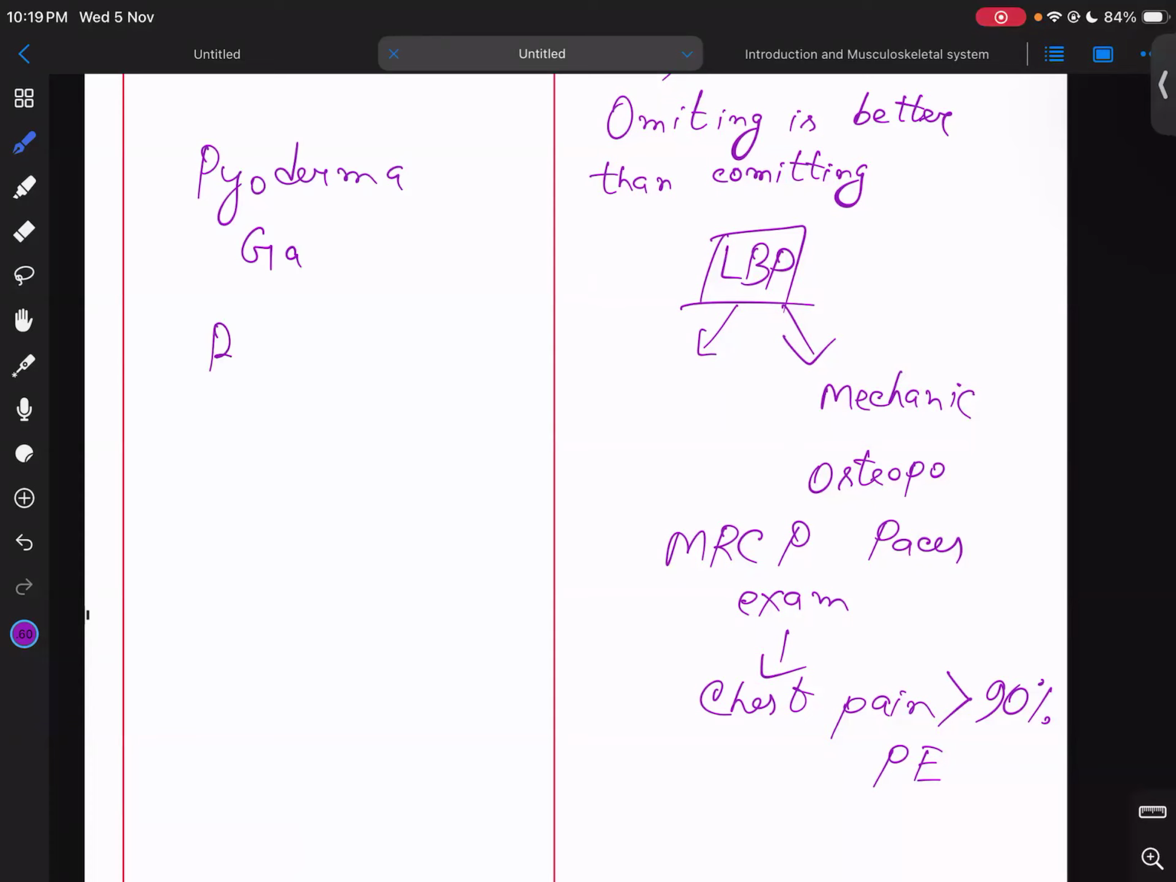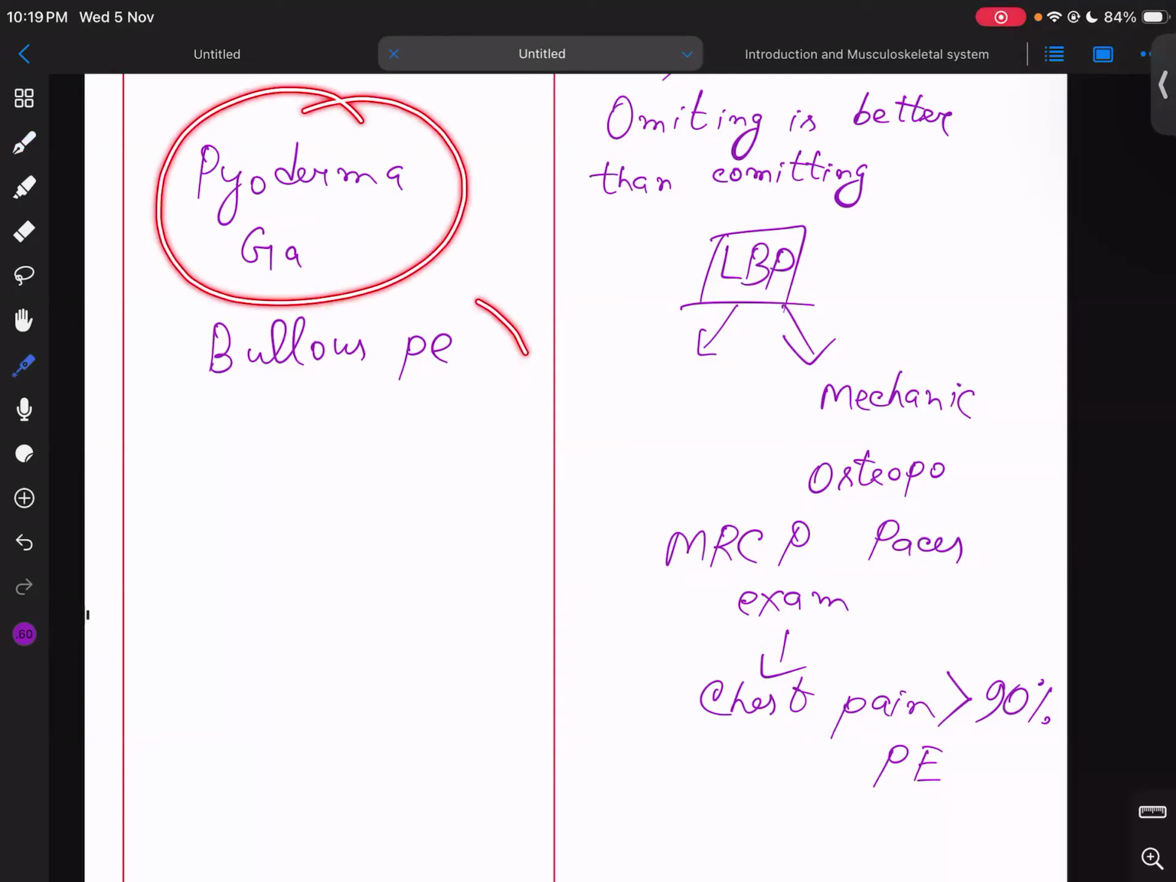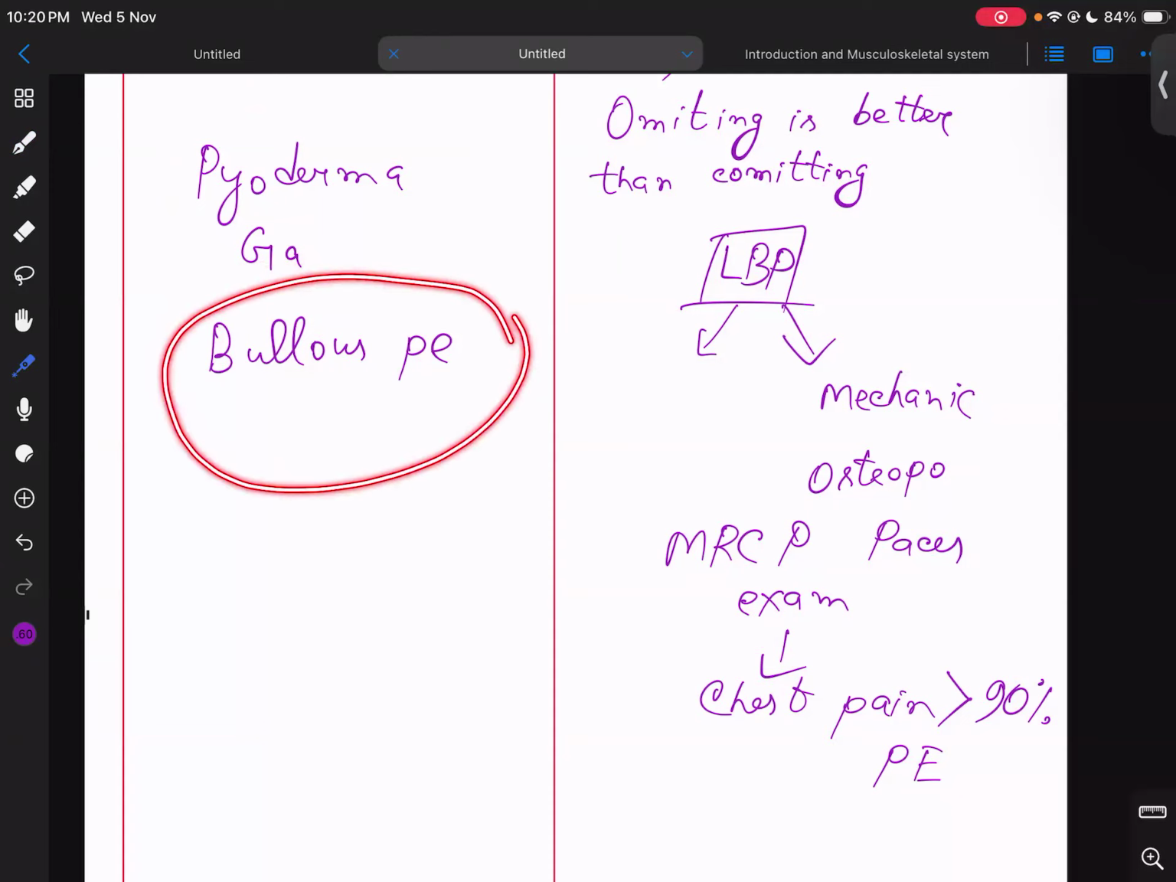Like many of you spend some time preparing for pyoderma gangrenosum, like bullous pemphigoid. But believe me, this case has never come in the PACES exam. Why? Because these are very infection prone. And in the PACES exam center, they will not keep such cases, which are very much critical. The bullous pemphigoid lesion can rupture anytime and it can disseminate. So they try not to keep such cases.